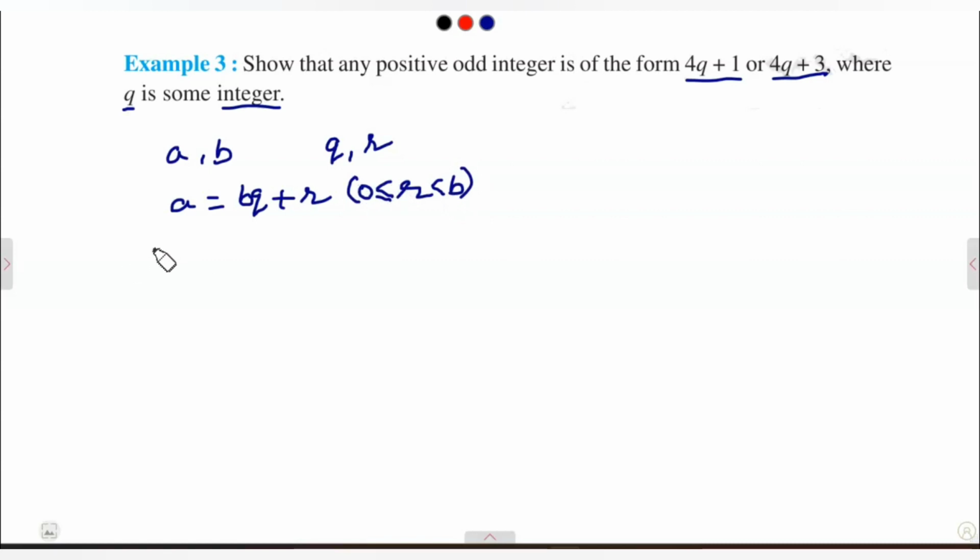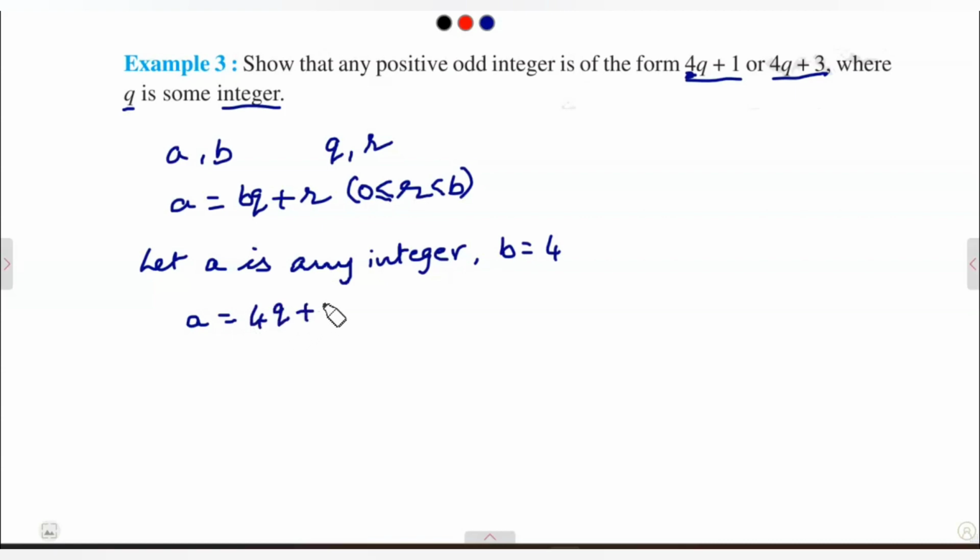Now let us come to this question. Here let us take a as any integer, and let us take b as 4. Why am I taking b as 4? That comes from the number in the question, which you take as b. Now according to the relation a is equal to bq plus r, let us substitute the values. A is equal to 4q plus r.